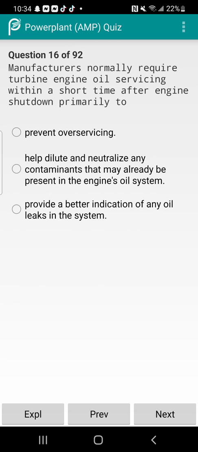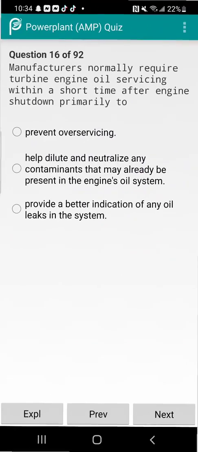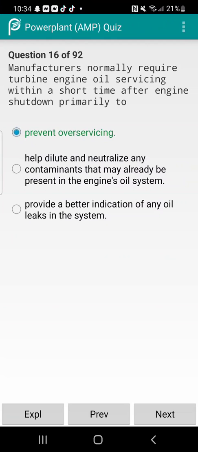Manufacturers normally require turbine engine oil servicing within a short time after engine shutdown, primarily to prevent overservicing.